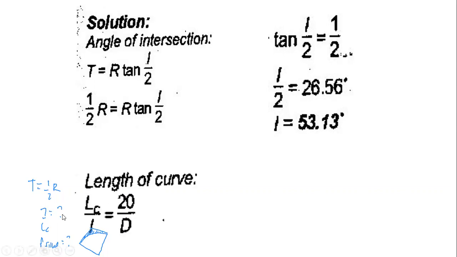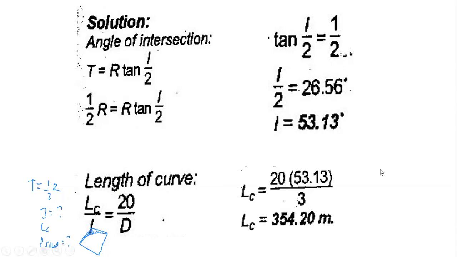So in part B, so for the length ng curve, so recall this formula, LC is equals to 20I over D. So we already have the value of I. So substitute na natin. So L sub C is 354.20 meters. Okay.